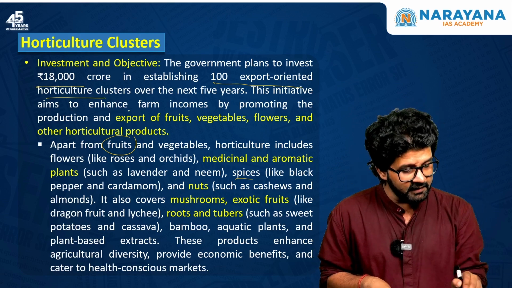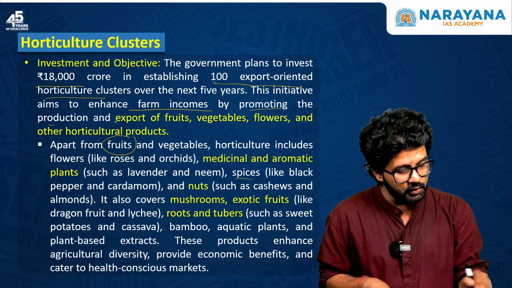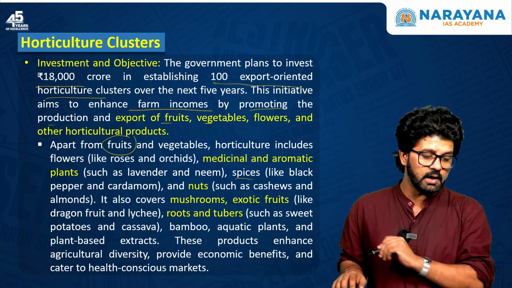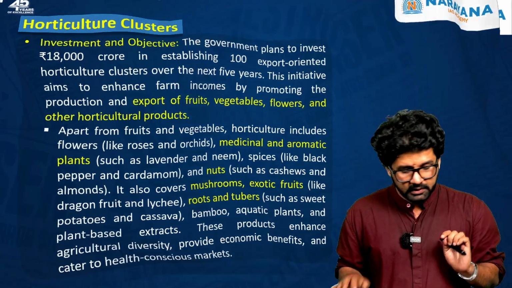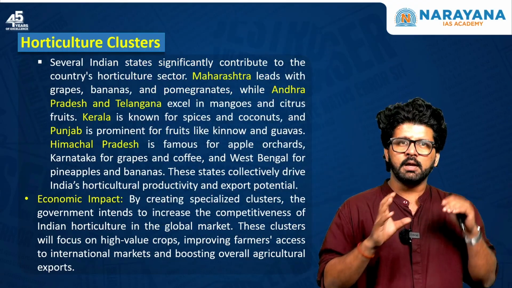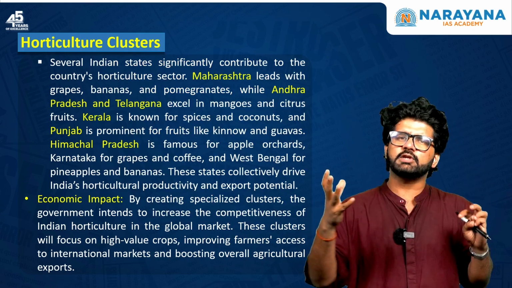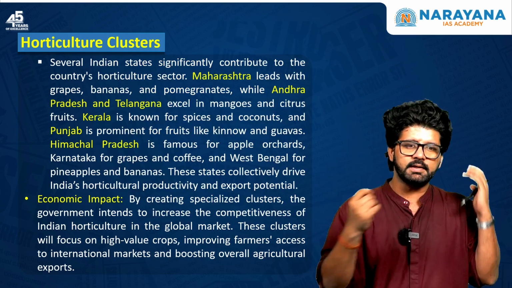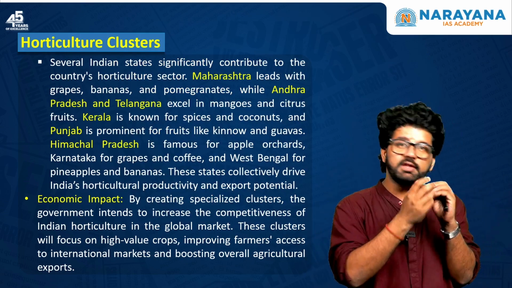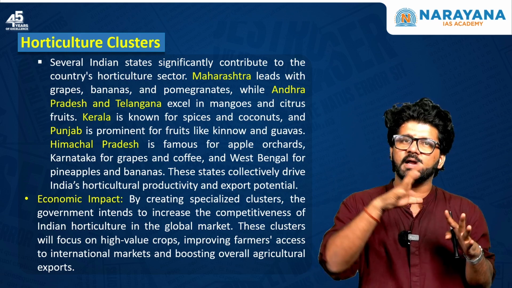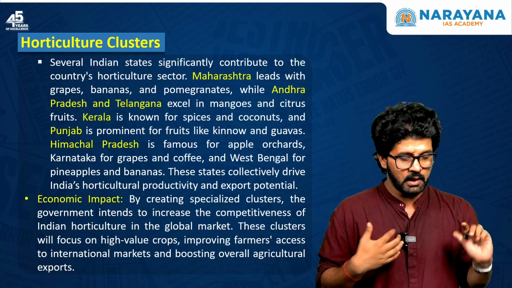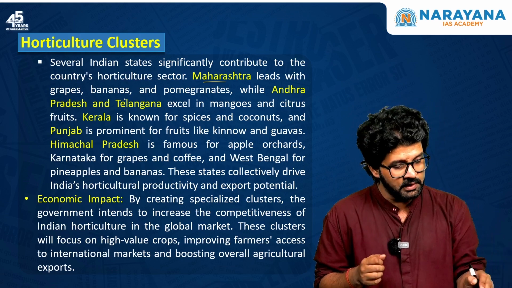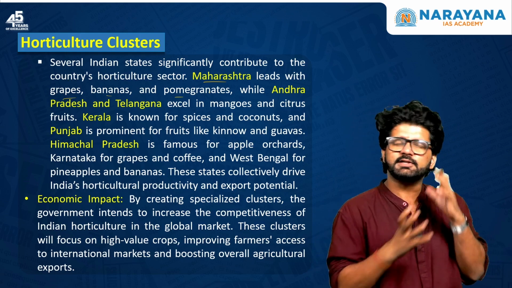So this initiative aims to enhance farm income by promoting production and export of fruits, vegetables, flowers and other horticulture products. So what are the keywords here in this particular article? Not all the states will be doing awesome in horticulture. There is a state called Rajasthan, which is not doing that well in horticulture because of the arid and semi-arid nature of that state. But there are some states like Maharashtra, leading with grapes, banana and pomegranate. So we should be mindful.